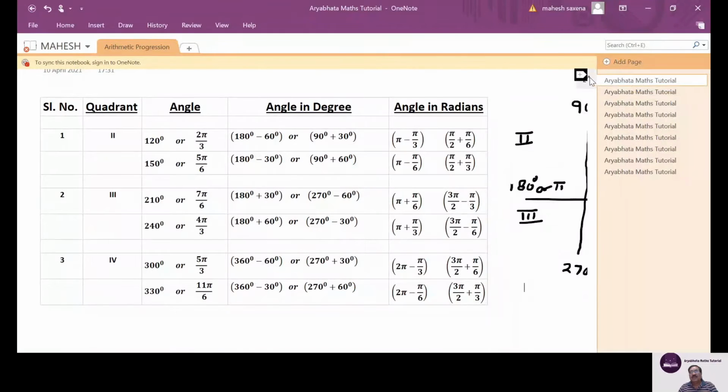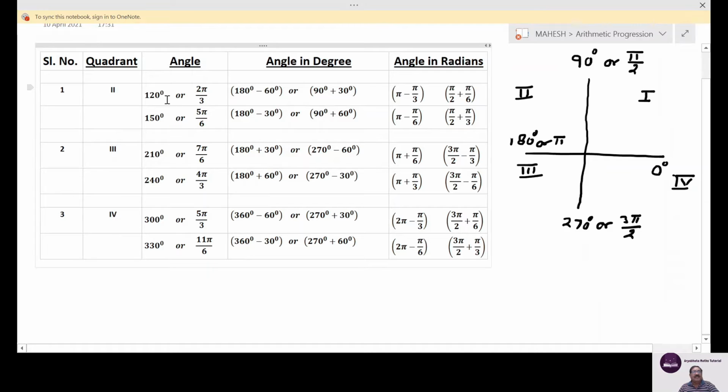Suppose this is the first quadrant, this is the second quadrant, this is the third quadrant and this is the fourth quadrant. Suppose the angle is 120 degree or 2 pi by 3. Therefore, it lies in the second quadrant. 120 degree can be described as 180 minus 60 degree or 90 plus 30 degree. Similarly, 2 pi by 3 can be described as pi minus pi by 3 or pi by 2 plus pi by 6.